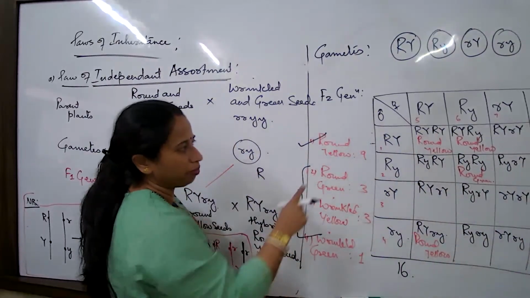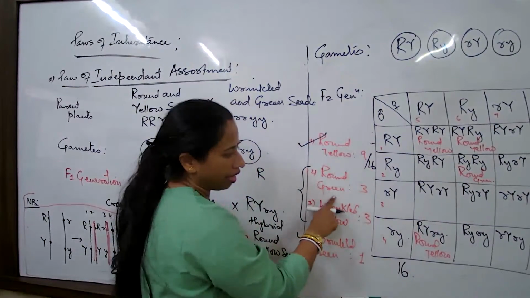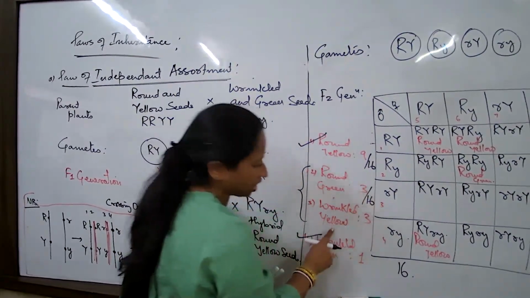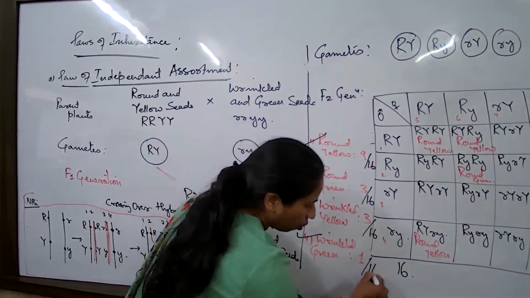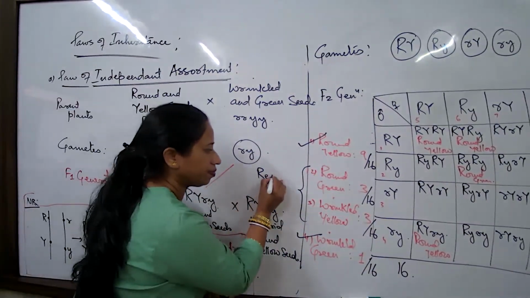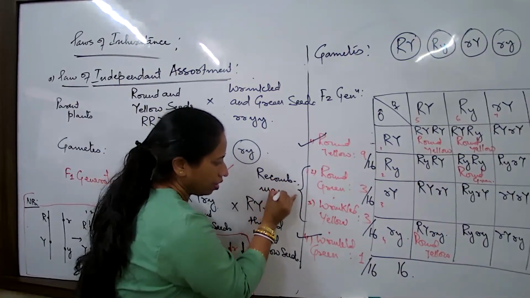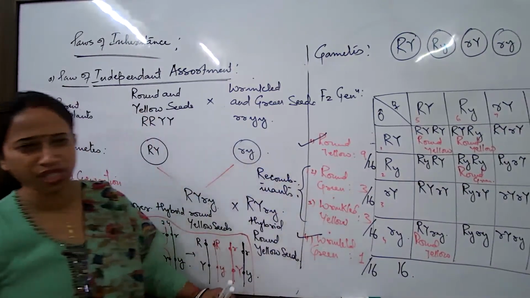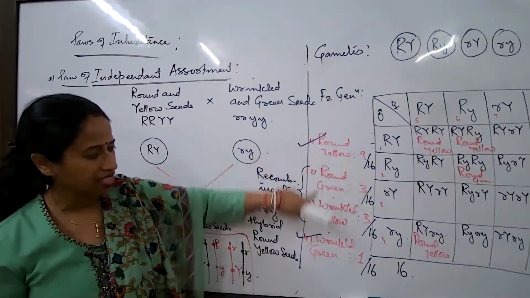16 plants. Now you tell me, how many plants round and yellow? 9 out of 16. Round and green, 3 out of 16. Wrinkled yellow, 3 out of 16. Wrinkled green, 1 out of 16. Recombinants कितने हैं बताओ? Recombinants कितने हैं? 6 है. And parental combinations कितने हैं? Parental phenotypes 10 है. This and this.